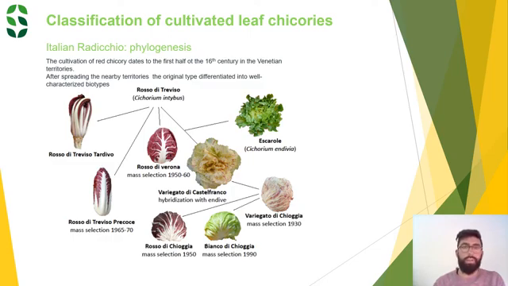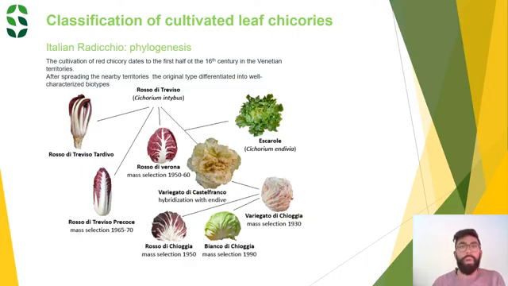So from the Rosso di Treviso tardivo, by mass selection, choosing the mother plants, the types that were more closed, more overwrapped, we obtained the Rosso di Treviso precoce. And in the same way, we obtained the Rosso di Verona, that if you have a look at the picture, is really similar to Rosso di Treviso precoce, but just shorter. And all the characters, starting from the leaf and the midrib, are really similar, except the size.